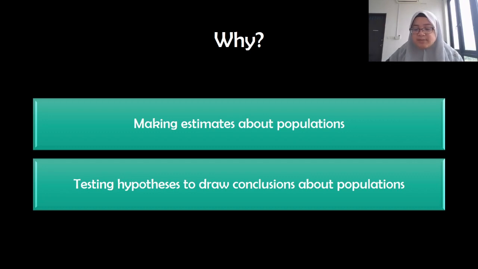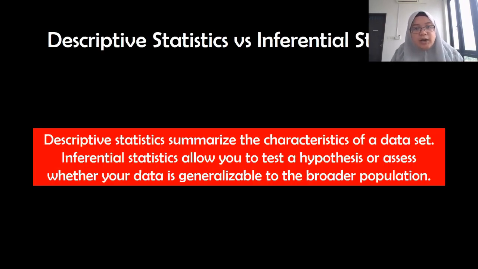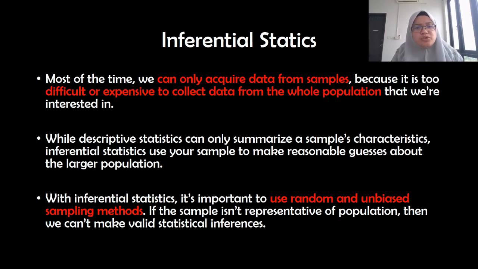and we want to test hypotheses to draw conclusions about the populations. The difference between descriptive statistics and inferential statistics is that descriptive statistics summarize the characteristics of a dataset, while inferential statistics allow you to test a hypothesis or assess whether your data is generalizable to the broader population. Most of the time, we can only acquire data from samples because it is quite difficult or expensive to collect data from the whole population.